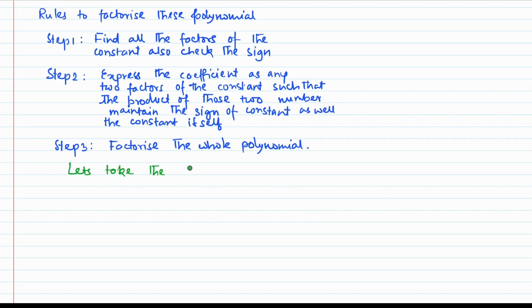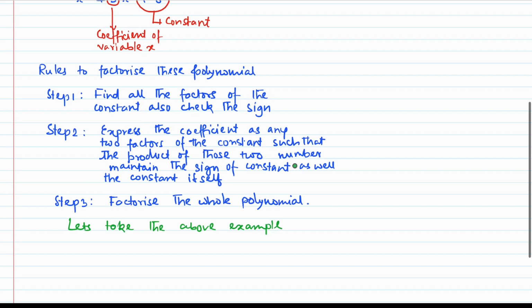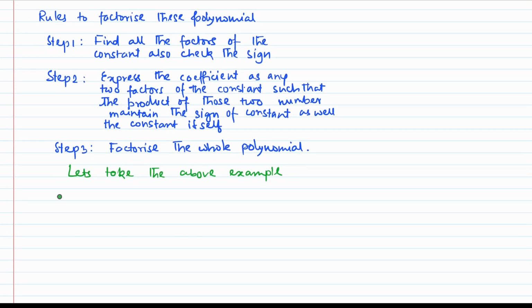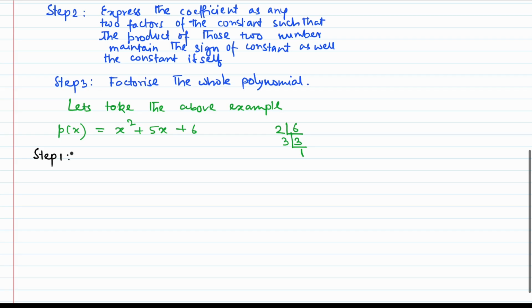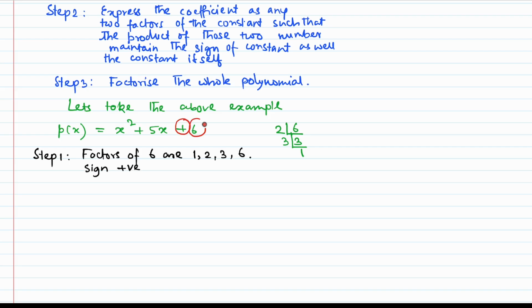So what is happening? Let's take the above example. So we have p(x) equal to x square plus 5x plus 6. So we are factorizing 6, which gives 2, 3 and 1. So these are all the factors and the 6 itself. So factors of 6 are 1, 2, 3 and 6 and the sign is positive. So we are keeping these two in mind.